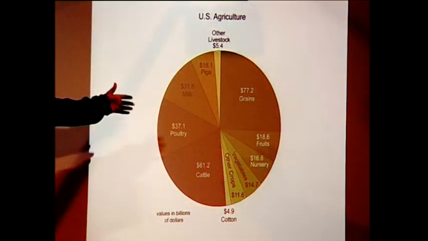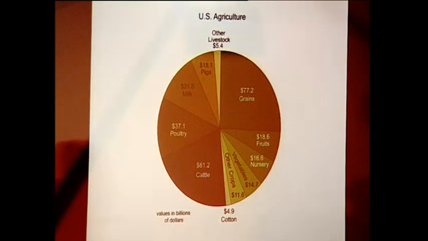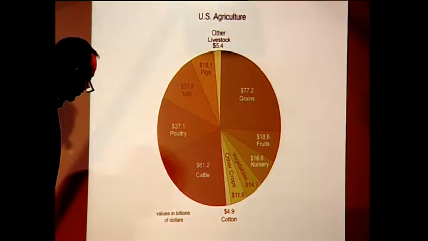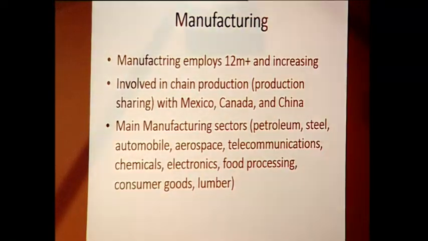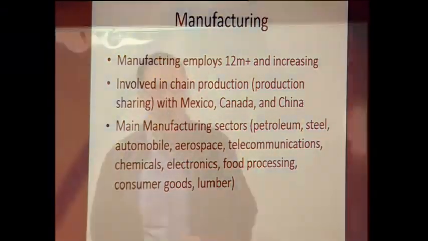So you have a clear idea of how production is distributed, and this is expressed in terms of billions of dollars. So it's lots of money. It's a very big sector. And then we move to manufacturing. Manufacturing in the United States employs more than 12 million people and is increasing. More people are being employed in manufacturing.